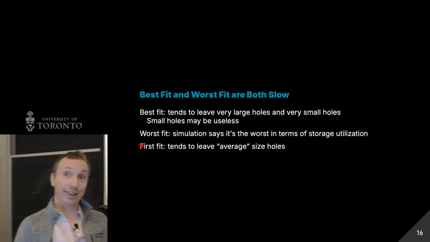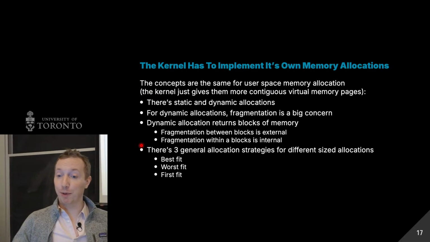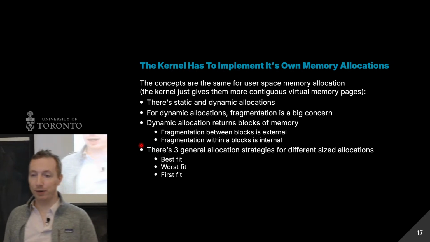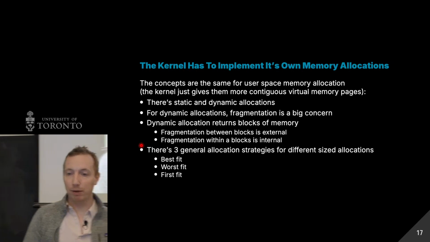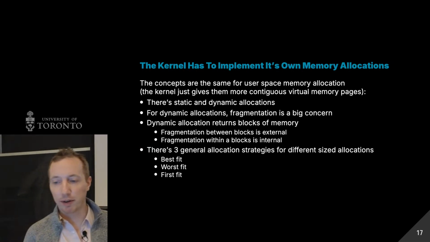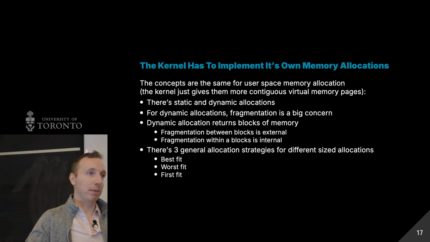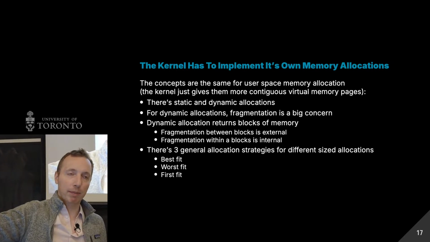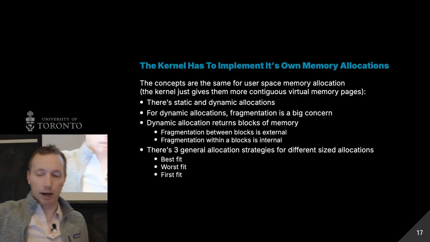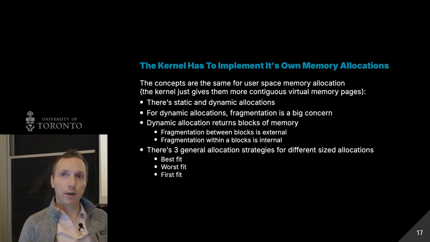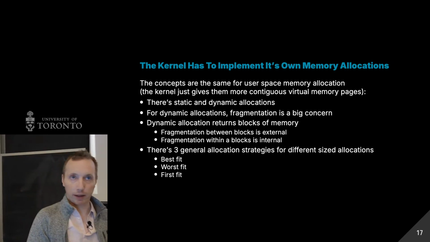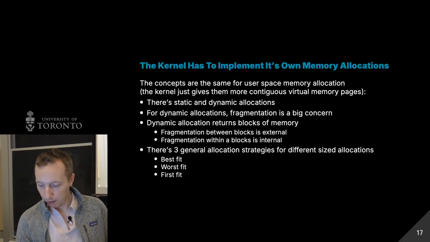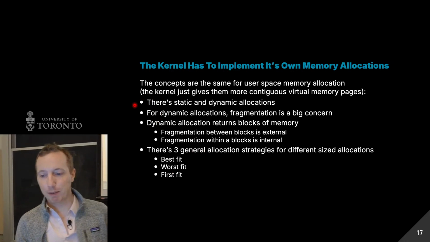So like I said, course is wrapping up, so we're pretty much done. So the kernel has to implement its own memory allocations. Concepts are the same for user space memory management. Kernel just gives them more contiguous virtual memory pages, so it just gives them a heap and then they use the same ideas, but they'd be implemented in malloc. If you're the kernel, you would have your own version of malloc that you use internally because you don't have a standard C library. So we briefly went over static and dynamic memory allocations.